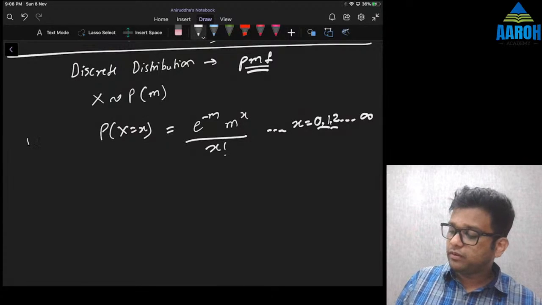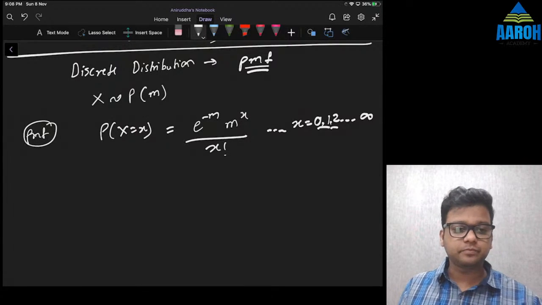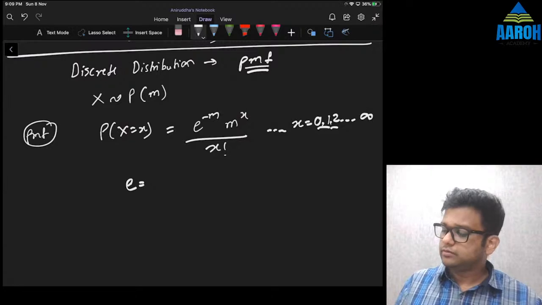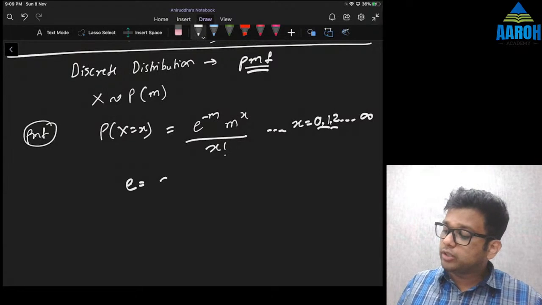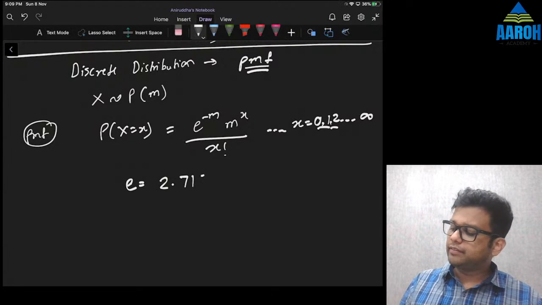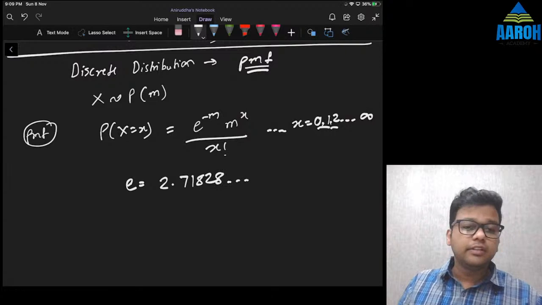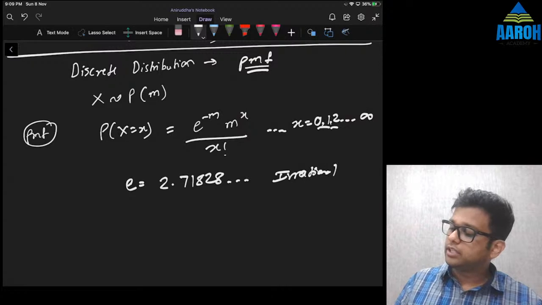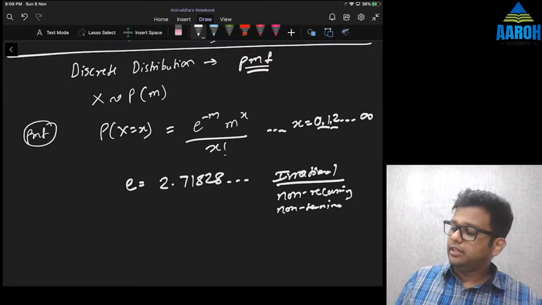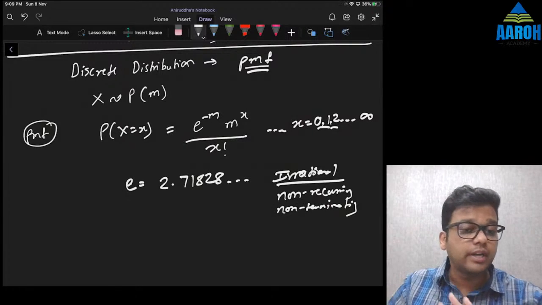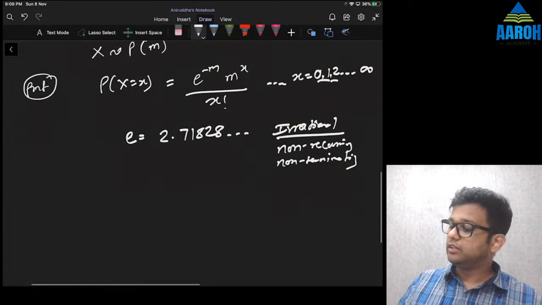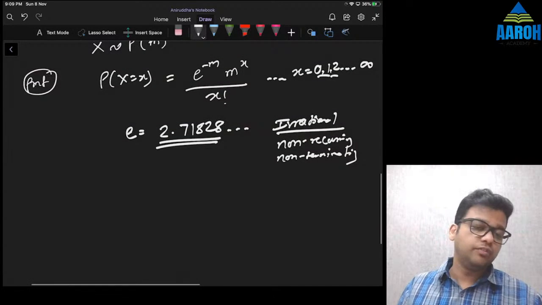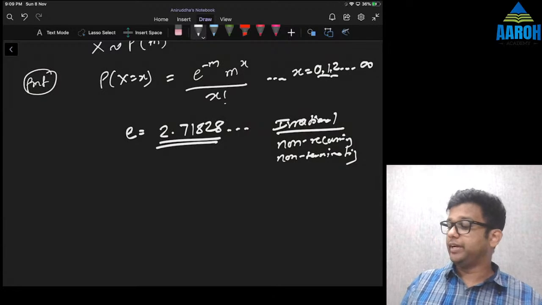So this is the PMF of Poisson distribution, where e is a constant having an approximate value of 2.71828. This is not the exact value, this is an irrational number. Irrational numbers are non-recurring and non-terminating. So this e does not repeat or end. We will take this approximate value for our calculations, 2.71828.